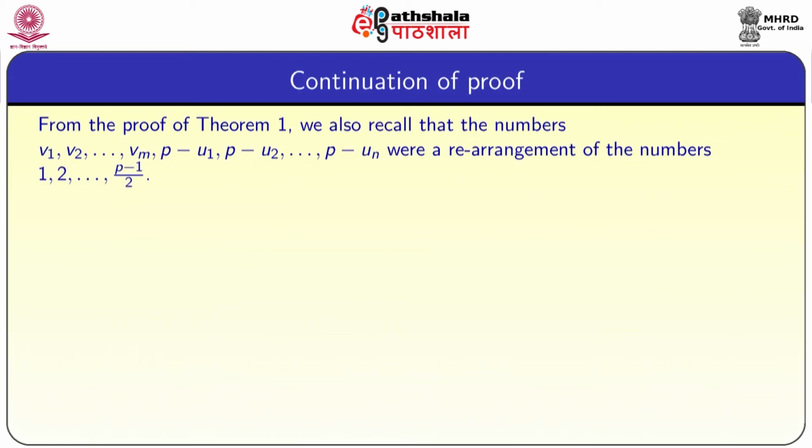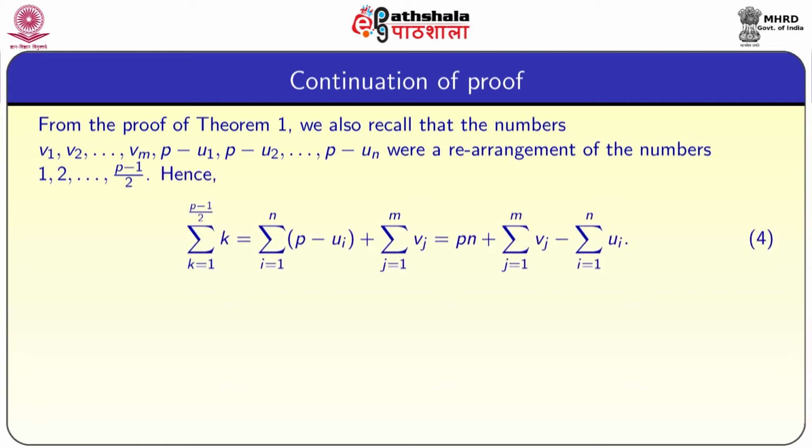So, again from Theorem 1, Gauss lemma, we recall that the numbers v_1, v_2 and so on v_m, p−u_1, p−u_2 and so on p−u_n were a rearrangement of the numbers 1, 2, 3 and so on (p−1)/2. Hence, summation k = 1 to (p−1)/2 of k is equal to summation i = 1 to n of (p−u_i) plus summation j = 1 to m of v_j, which is equal to pn plus summation j = 1 to m of v_j minus summation i = 1 to n of u_i.